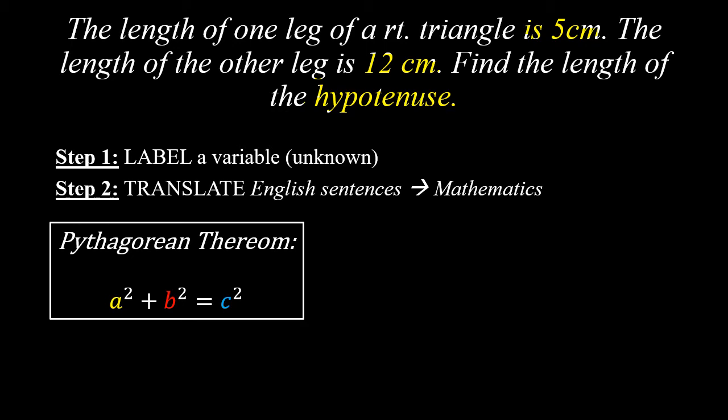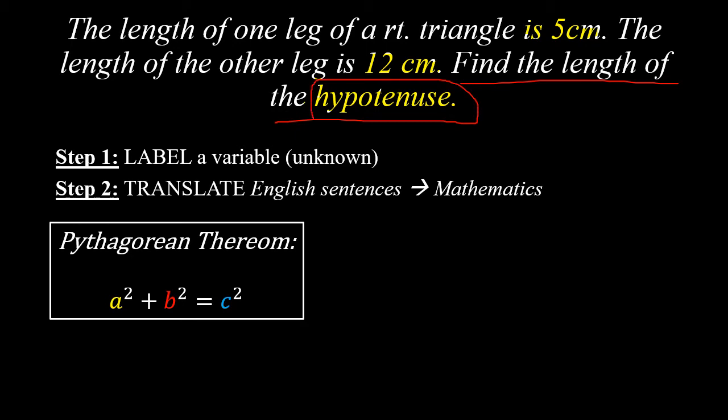And now I'm going to read it one last time, and this time I'm really going to zoom in on what the question is asking me. The length of the leg of one triangle is 5 centimeters. The length of the other leg is 12 centimeters. Find the length of the hypotenuse. Okay, so this time I'm looking for the hypotenuse.